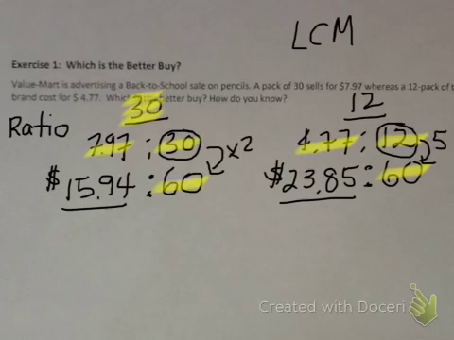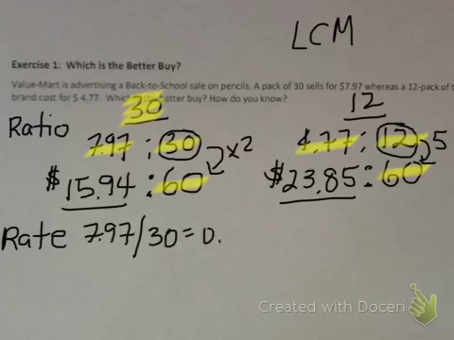Okay, we could also look at it straight on. We've found a rate, and we know rate involves division. So if we had $7.97 and we divided that by our 30, we would get a unit rate of 27 cents per pencil. Okay, so 0.27 per pencil, and on this side, if we did the same division, we would come up with 40 cents per pencil.